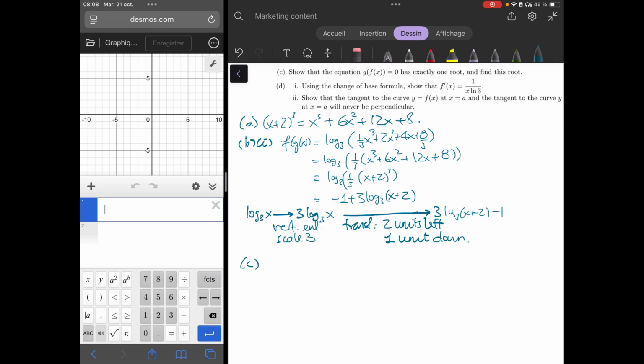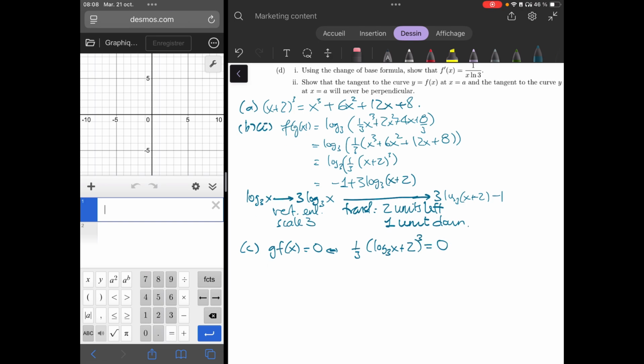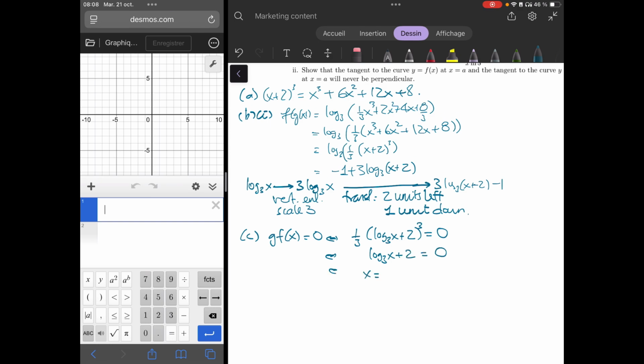Part C. Show that the equation g of f equals 0 has exactly one root. Sure. So that means we have this equation. Well, obviously this is true when this is true, and therefore x has to be 1 over 9. And this is the only root.